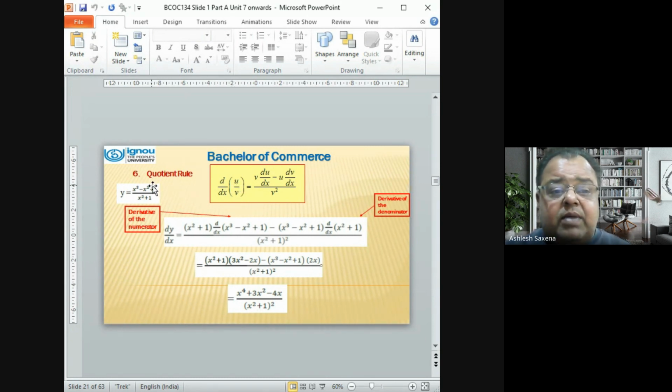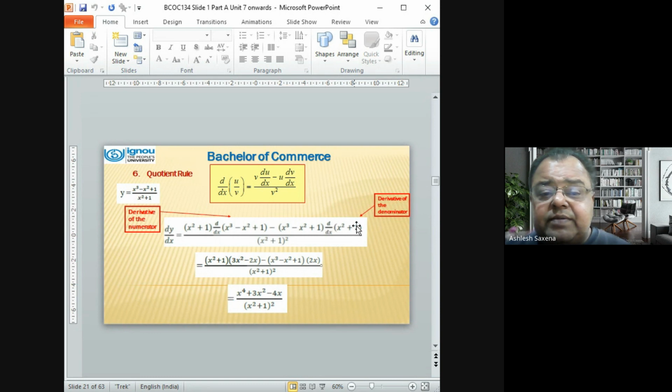Now we have a problem like this. It is x cube minus x square plus 1 by x square plus 1. Now what we are going to do? We have to simply square the denominator. Here it is. Write this denominator in the front. Now d by dx of the numerator. Here it is. Minus the numerator into d by dx of the denominator.